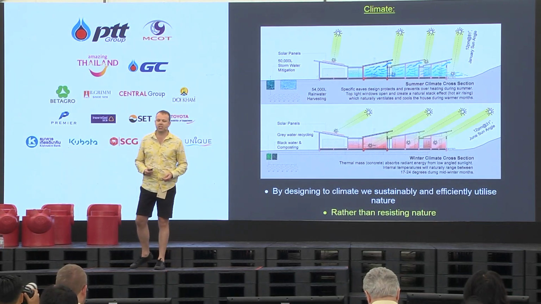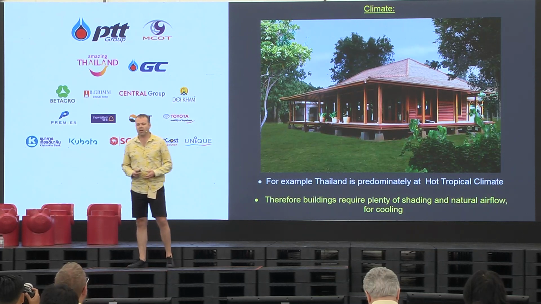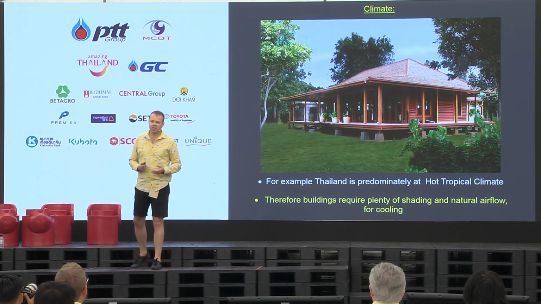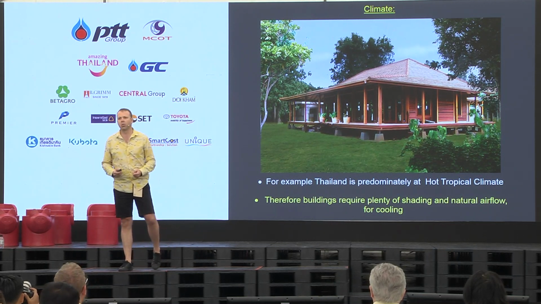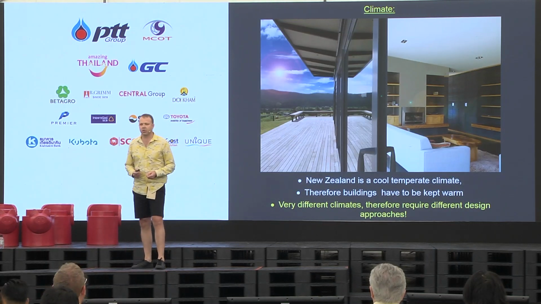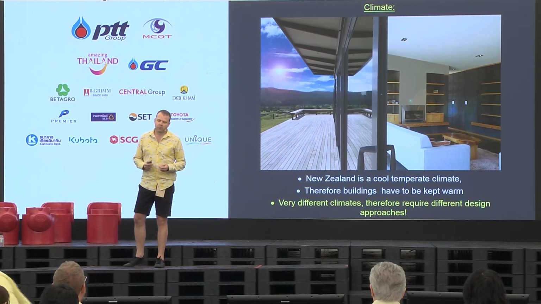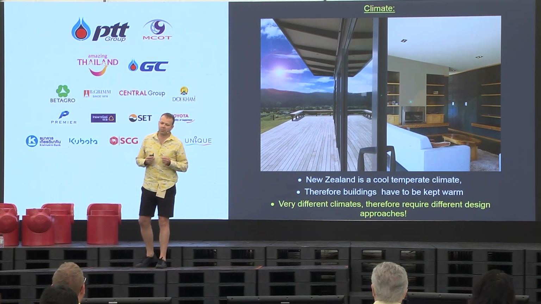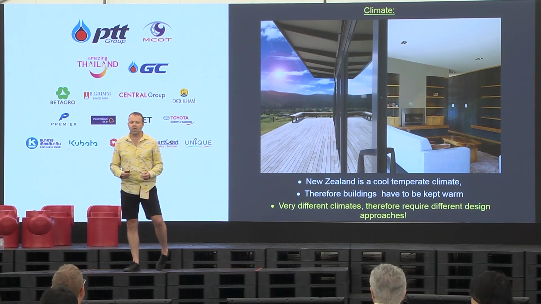It connects to nature. Thailand is predominantly a tropical climate. Therefore, buildings require shading, natural airflow, and cooling. New Zealand is a very cool, temperate climate. Therefore, buildings have to be warm. Point being is that climates are different. Buildings need to be different for each climate.